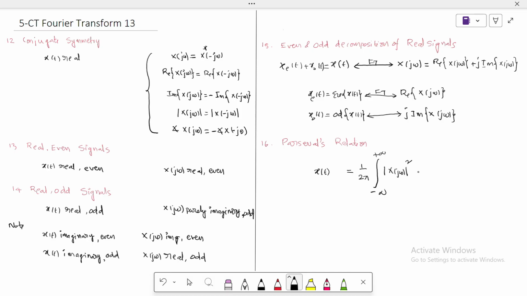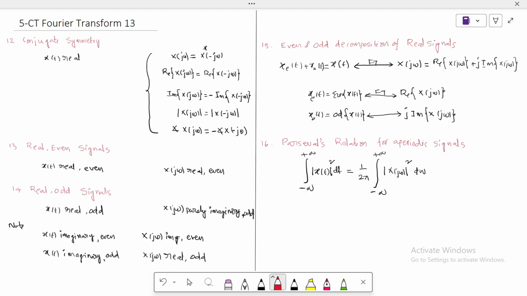So square. The mod of the exponential goes to 1, no need to take that, into d omega. Now write down the X of j omega formula: the integral from minus infinity to plus infinity of mod x of t square. So the power relation between the time domain and frequency domain, the mod of the exponential goes to 1, into dt. So this is the Parseval's relation for an aperiodic signal. So these are the properties of the continuous time Fourier transform.